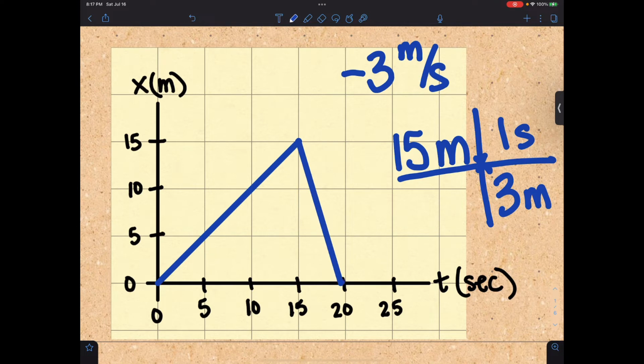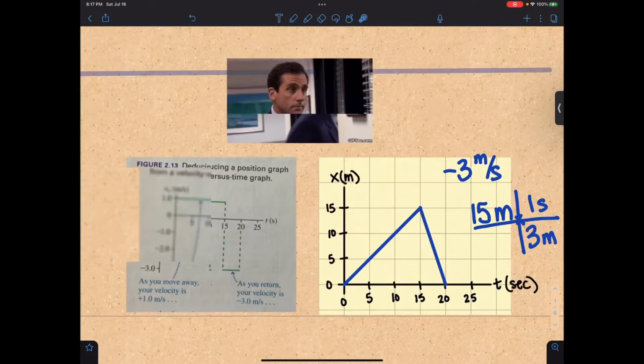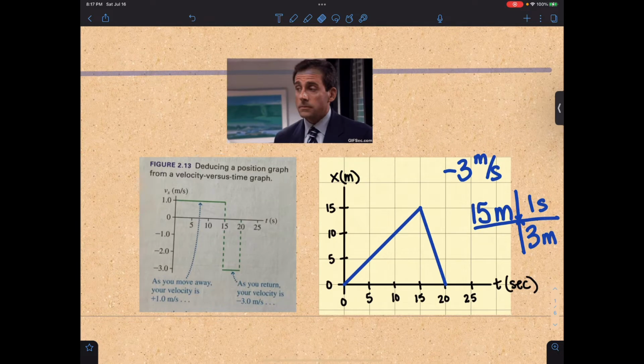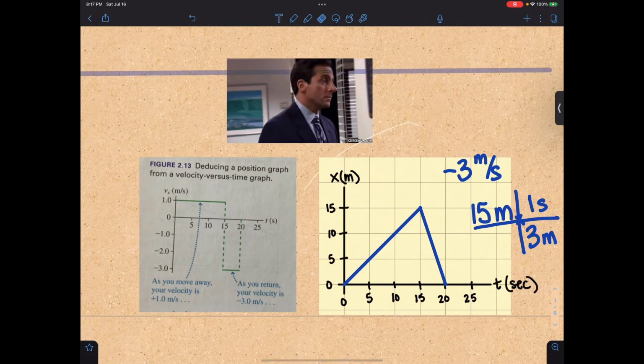So you can see that the other slope is going to look kind of like that. Let's see if I can make that better. It only took us 5 seconds to get back to 0 on position. Cool. So this velocity time graph we have turned into this.